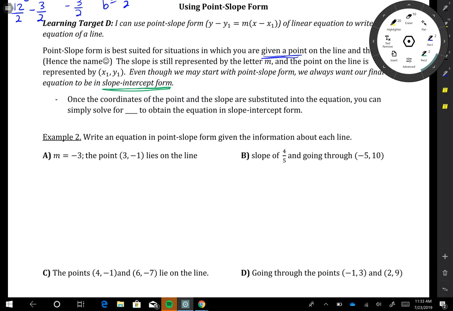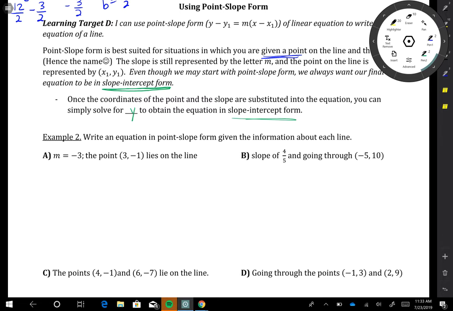Okay, now once we have the coordinates of a point and the slope, and we've substituted them into the equation, you can simply solve for y to obtain the equation in slope-intercept form, okay? So basically, this is just a different way of starting out the equation based on the information that's given to you, okay?